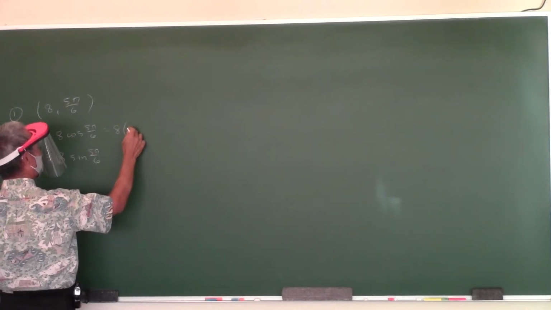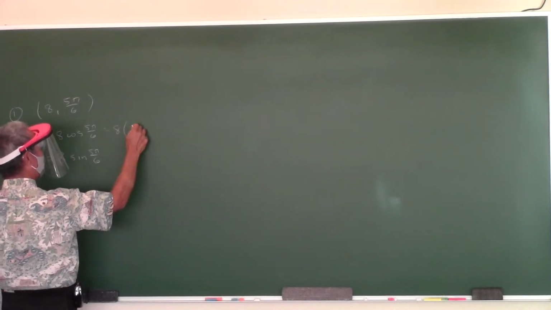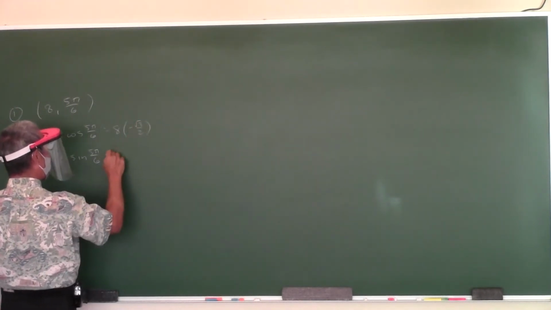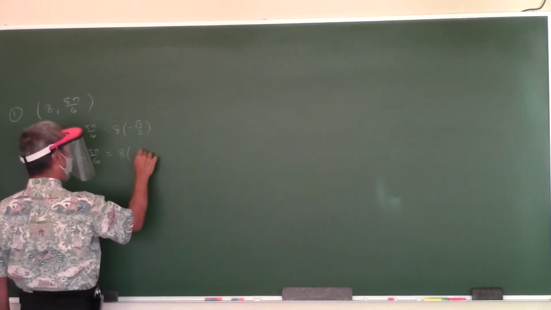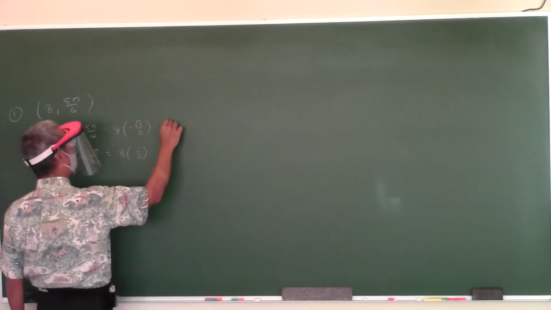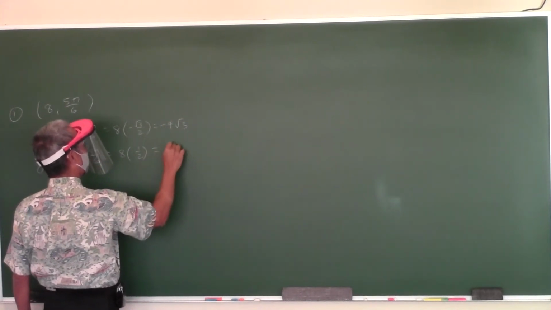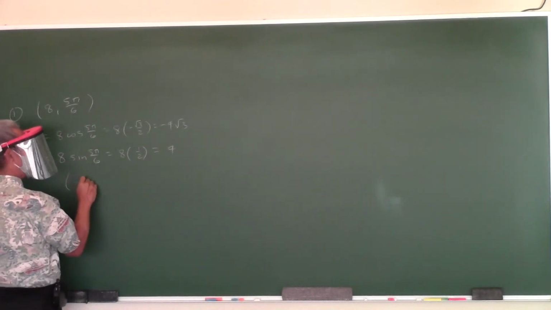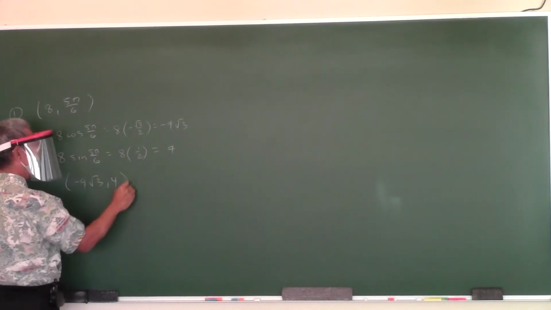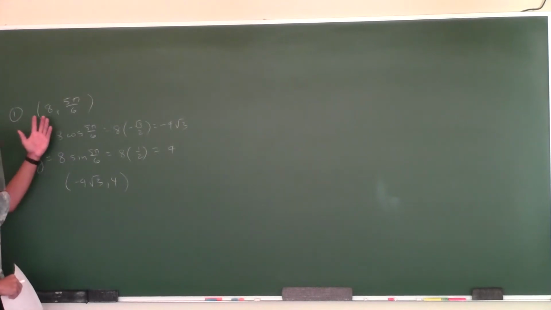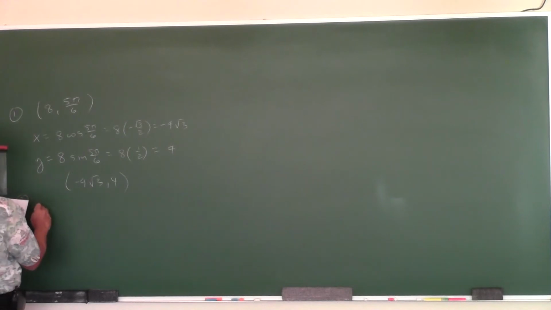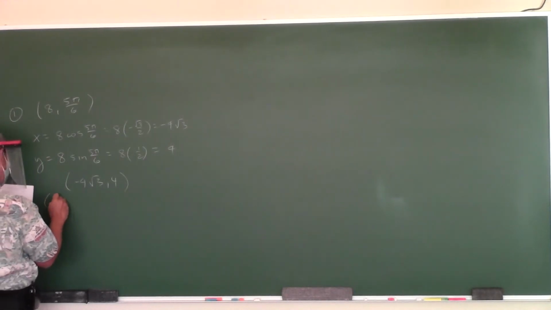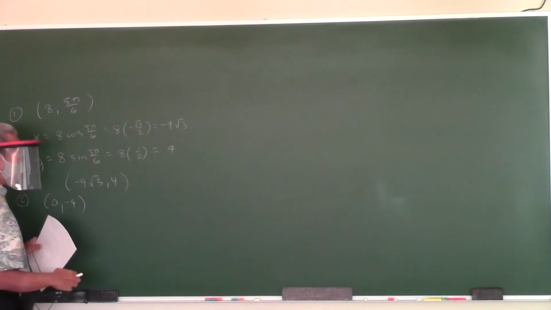Have we forgotten how to do that? We need another speed quiz. Negative root 3 over 2. Sine of 5 pi over 6: 1/2. And then you simplify. So negative 4 root 3, 4. So your answer is negative 4 root 3, 4. That's the easiest way to convert from polar to rectangular. Use the formulas. Okay, number 2, convert the rectangular point 0, negative 4 to polar coordinates.